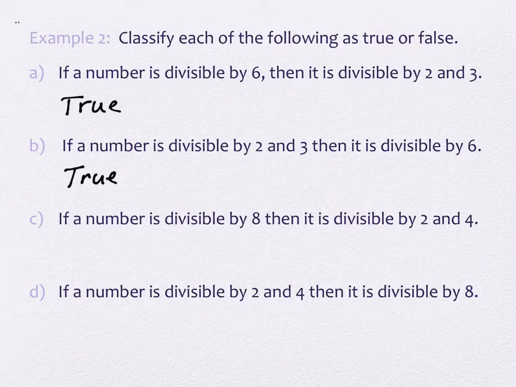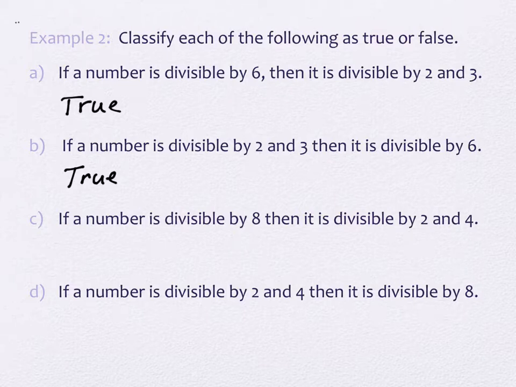Now, C and D are more along the lines of the example and non-example that I showed you otherwise, right? So let's take a look at that one. It says if a number is divisible by 8, then it's divisible by 2 and 4. So let's think about our divisibility rules. When is a number divisible by 8? When the last 3 digits are divisible by 8, right? Well, if the last 3 digits are divisible by 8, it automatically means it's divisible by 2. It has to be even, right? So you get the 2 for free. And the reality is that it also works for the 4, and the reason it does is because 8 breaks down into 2 and 4.